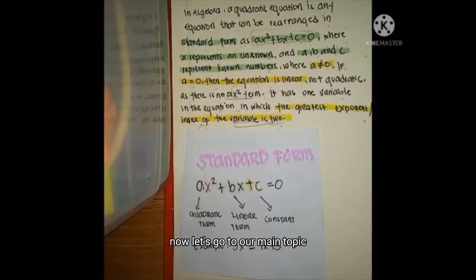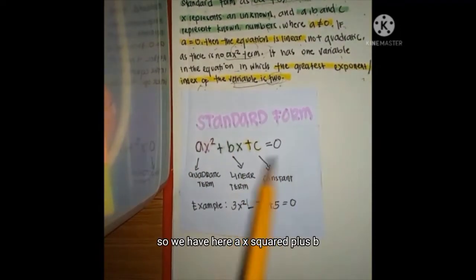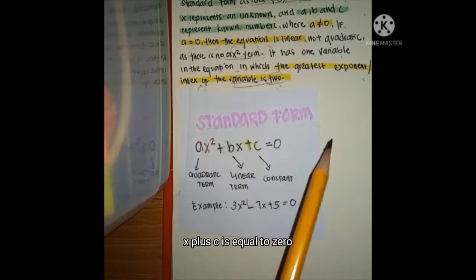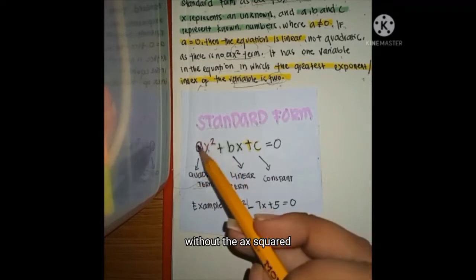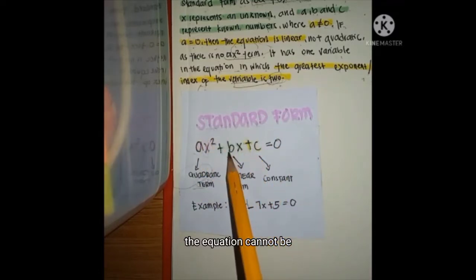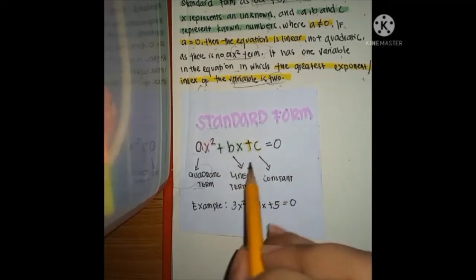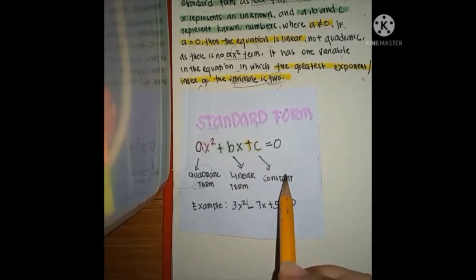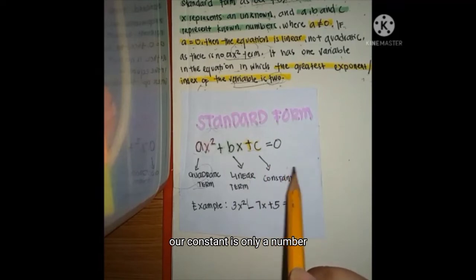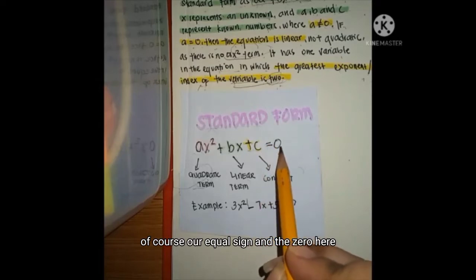Now let's go to our main topic, which is the quadratic equation. But first, let's understand the standard form of the quadratic equation. So we have here ax squared plus bx plus c is equal to 0. Our ax squared is the quadratic term. Without the ax squared, the equation cannot be called a quadratic equation. Our bx is the linear term, and our c is the constant. Our constant is only a number. Of course, our equal sign and the 0 here.